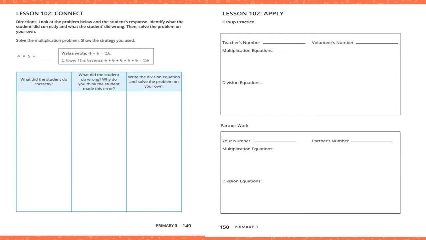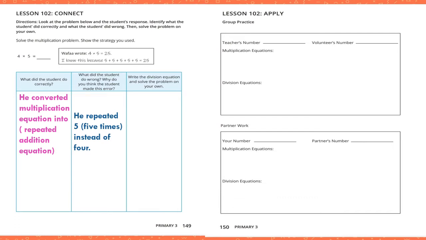correctly? She used the strategy of repeated addition. Okay, but what did she do wrong? She repeated the number 5 times instead of 4, because it's 4 times 5. So what is the right answer? The right answer is to repeat the number 5 four times: 5 plus 5 equals 10, plus 5 equals 15, plus 5 equals 20. To write the division equation, we write the big number, then divided by the small number equals the answer. So 20 divided by 4 equals 5.